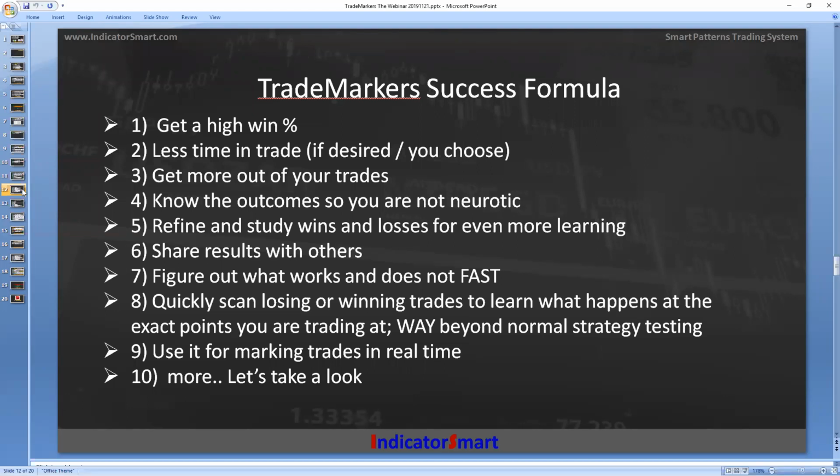You can quickly scan losing or winning trades and learn what happens at the exact entry points you're trading at. I'm going to show you some things here where you might go in and remove certain trades and learn, kind of backwards, what is a better strategy.